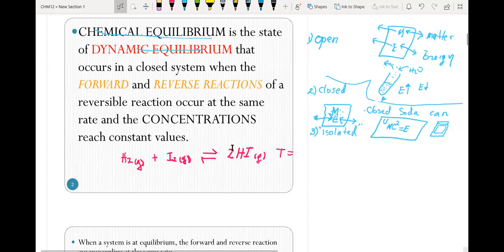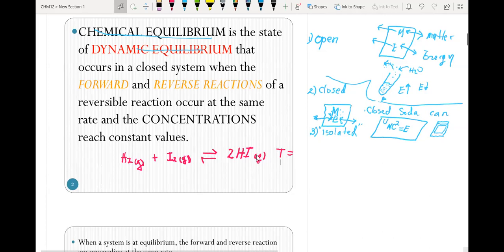Temperature of the system will determine when the system will reach the equilibrium. However, at any time, since the equilibrium is dynamic, this is working all the time. At any time, you will find hydrogen gas reacting with iodine to make hydrogen iodide. And at the same time, you will find hydrogen iodide decomposing into hydrogen and iodine gas.